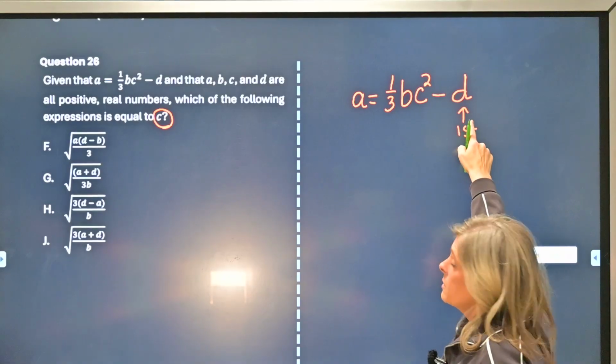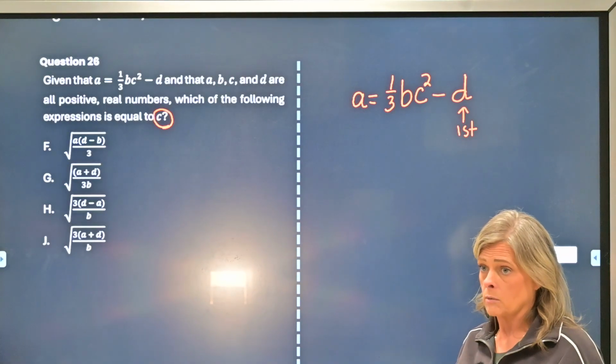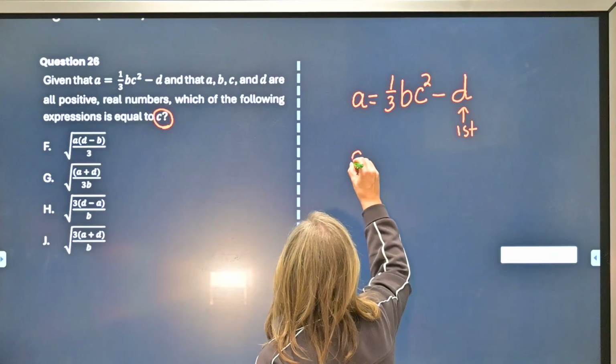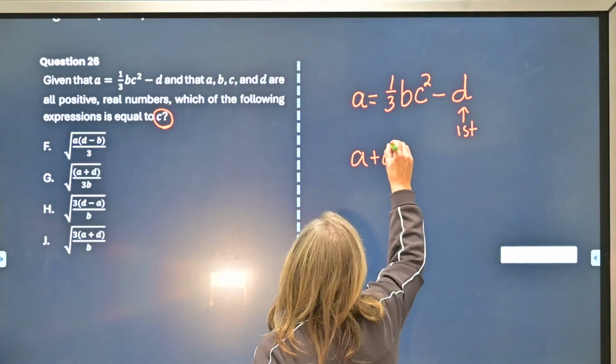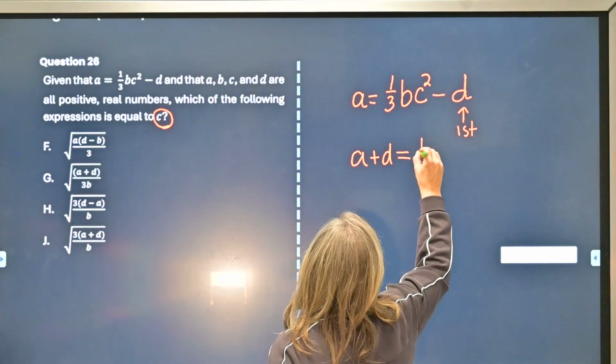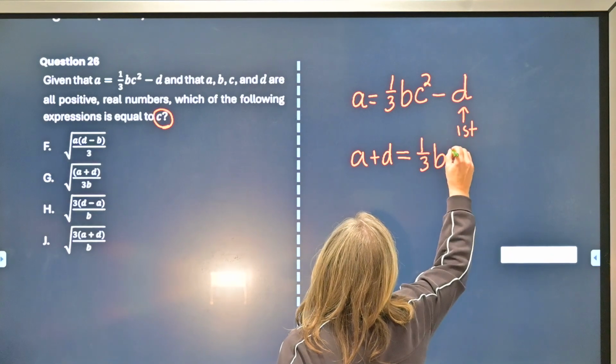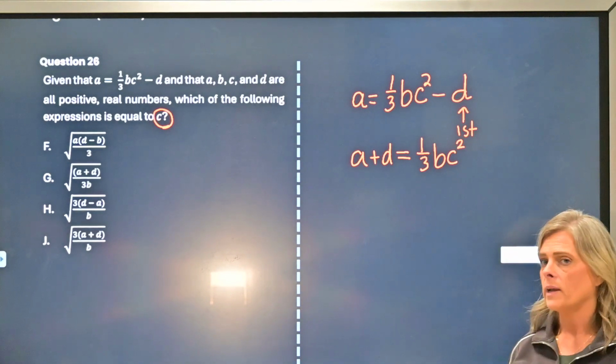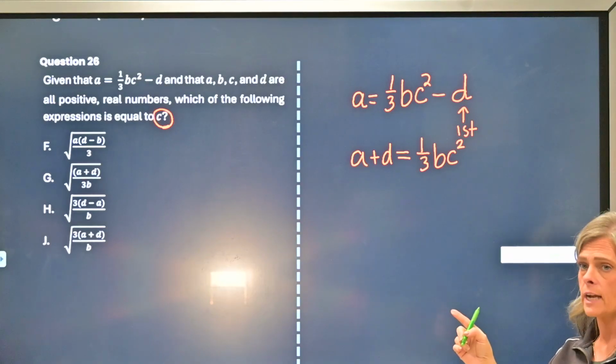It's -D on this side. If I move it to the other side, what's it gonna be? Positive D. So you're gonna write A plus D equals 1/3 BC squared, okay?